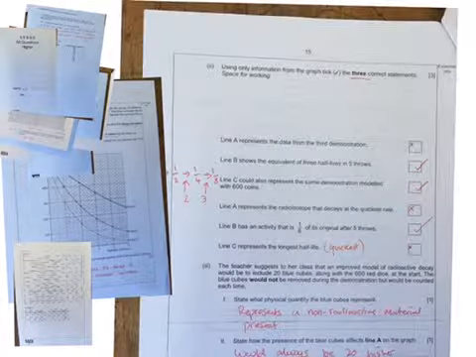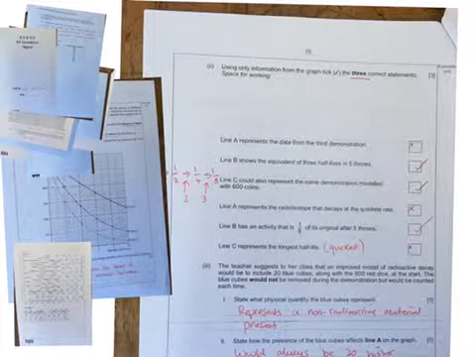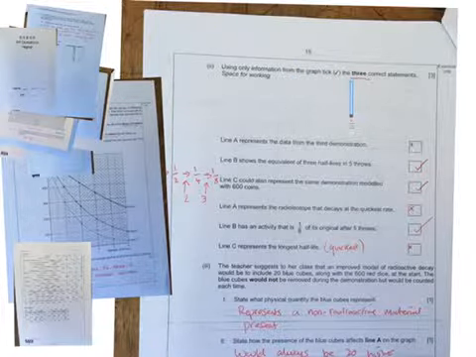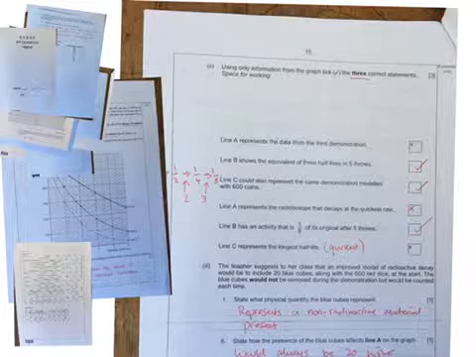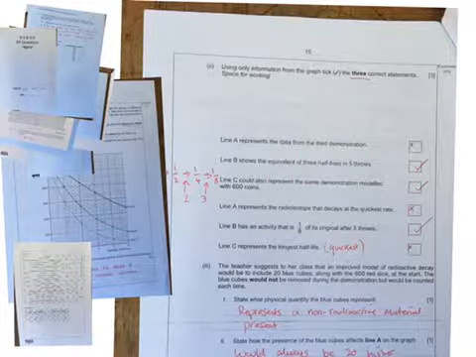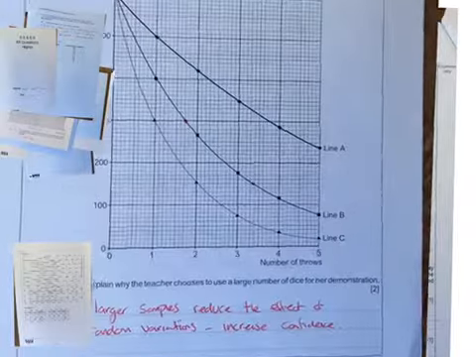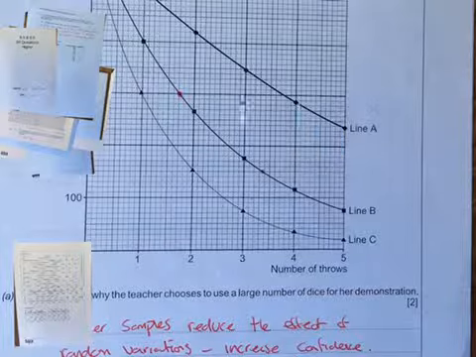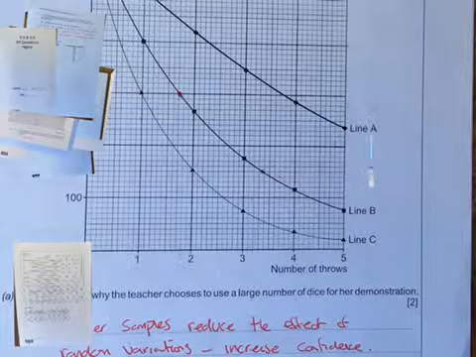This question then, oh look, tick boxes again, they're always there. Use only information from the graph to tick 3 correct statements. So line A represents the data from the 3rd demonstration. Well, that is wrong, because line A has a longer half-life. Therefore, it's got to be the first one, when you've got 1 in 6 probability.